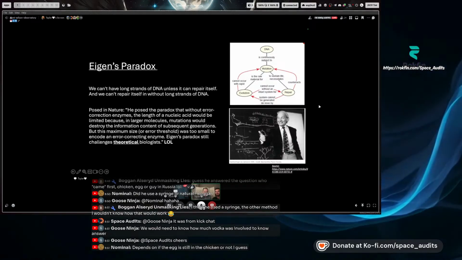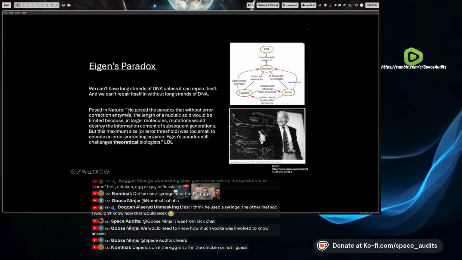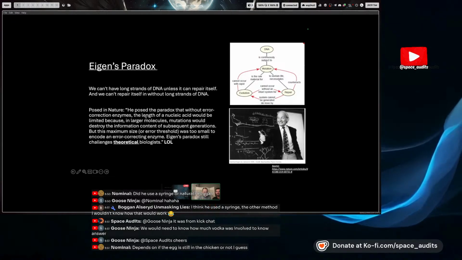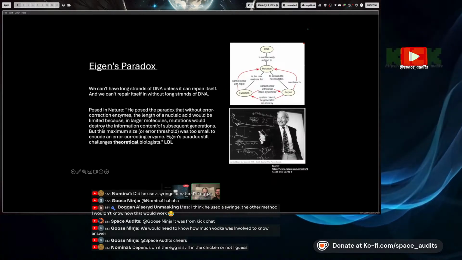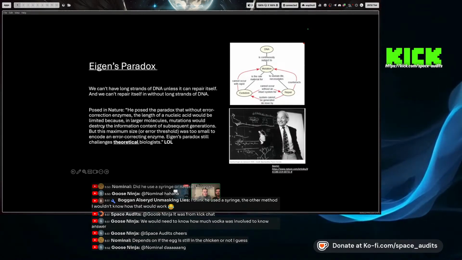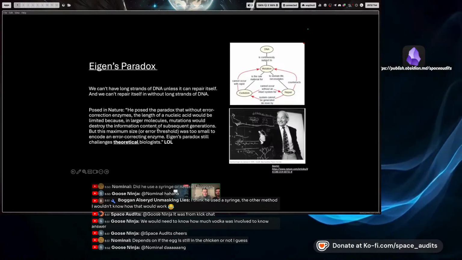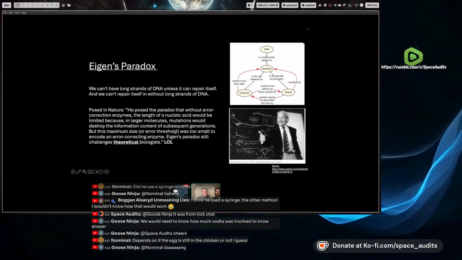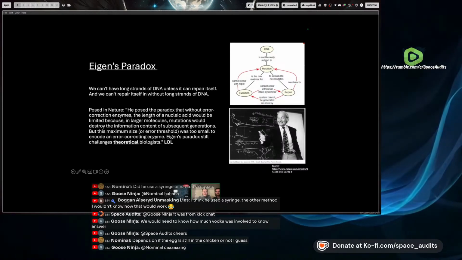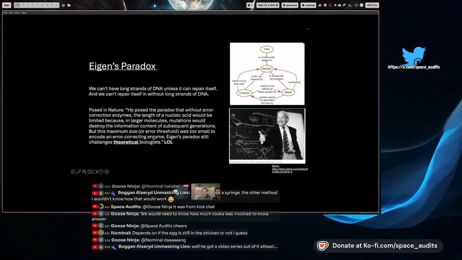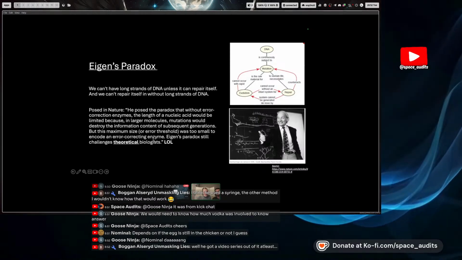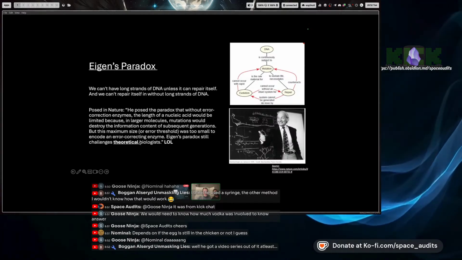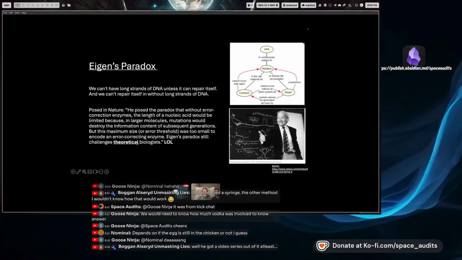And this was an excerpt posted from Nature. It said: he posed the paradox that without error-correcting enzymes, the length of a nucleic acid would be limited in larger molecules. Mutations would destroy the information contents of subsequent generations. But this maximum size or error threshold was too small to encode an error-correcting enzyme. So Eigen's paradox still challenges theoretical biologists. End quote. That's so funny that they said theoretical biologists. I'm assuming they're referencing the original life researchers.